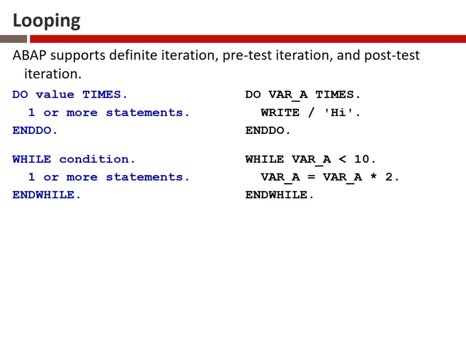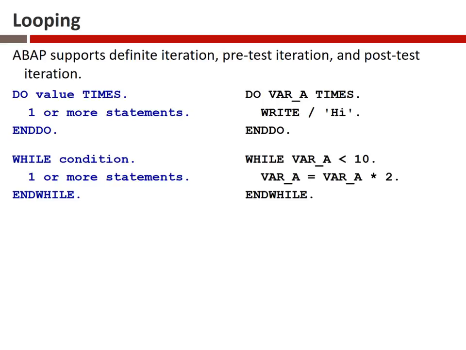So clearly the idea here is, let's say var a comes from user input and var a starts out as 2. 2 is less than 10, so I go into the body of the loop. I multiply var a times 2, which makes it 4. And then I hit the end of the loop, so I go back up to the top. 4 is still less than 10, so I multiply var a times 2 and set it now to 8. Hit the end of the loop, go back up to the top. 8 is still less than 10, so I go into the body of the loop one more time. 8 times 2 is 16. Hit the end, go back up to the top. 16 is no longer less than 10, so I fall out of the loop.